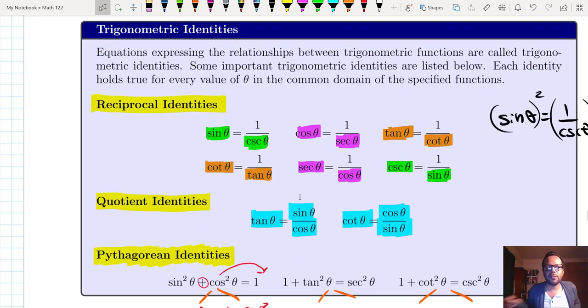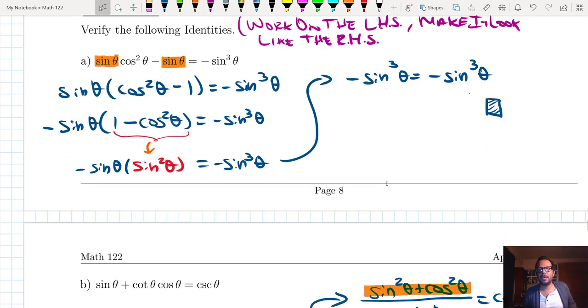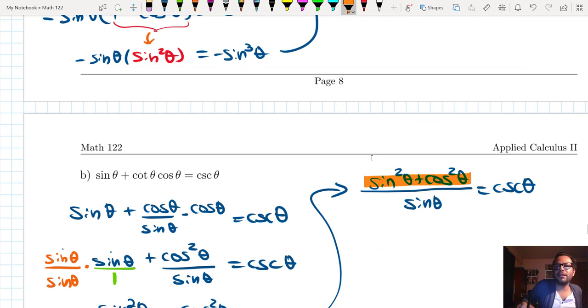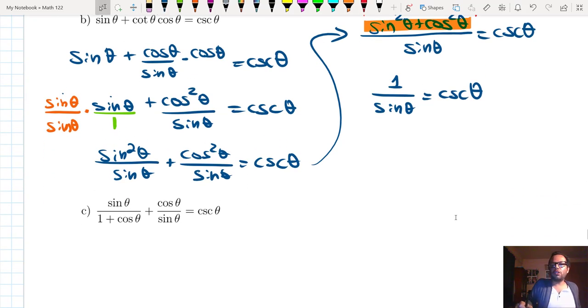Let's go up here and identify that Pythagorean identity. Sine squared plus cosine squared equals 1. So you might want to replace this whole thing with 1. All right? So this will be 1 divided by sine theta. That equals cosecant theta. And well, what do we know about 1 over sine?